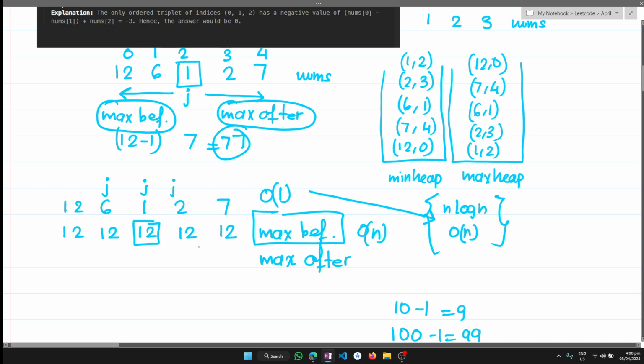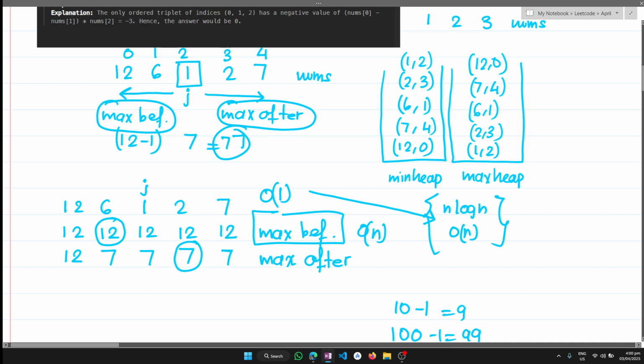And similarly, what I'm going to do is I'm going to populate the maximum after array as well. So over here, the number is 7. Again, the greatest is 7 till here. Till this index, the greatest is 7. Till this index, the greatest is 7. At this point, the greatest becomes 12. So if I'm standing, for example, at 1, I can very easily find out what is the maximum number which is before this index, which is 12, and what is the maximum number which is after this index, which is 7. Isn't it? It's as simple as that.